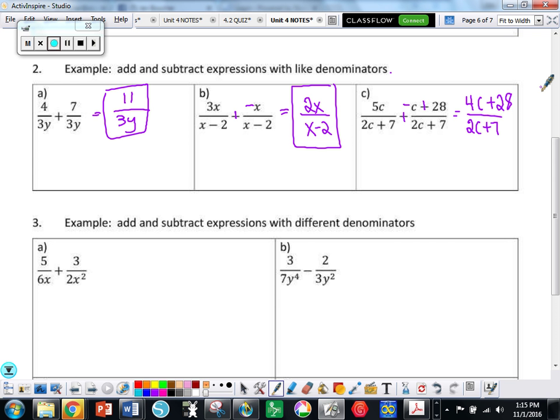It kind of looks like something might cancel here. How do you know if anything's going to cancel? It has to be exactly the same thing on top and on the bottom, right? So if we were to factor out a 4 here, what are we left with? C plus 7. Is this exactly the same thing as this? No, it's close. Do you agree that it's close? But not exactly the same. Because it's not identical, nothing cancels. We need to leave it like this.